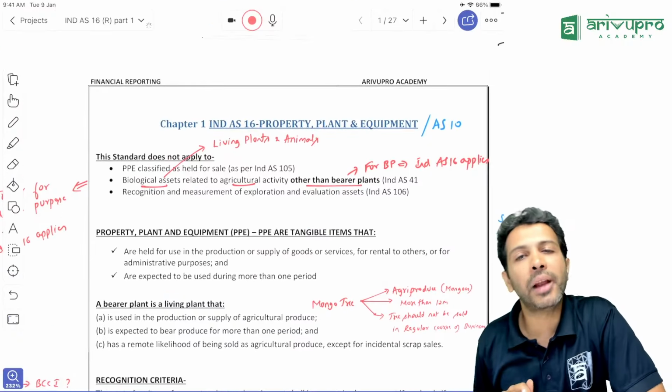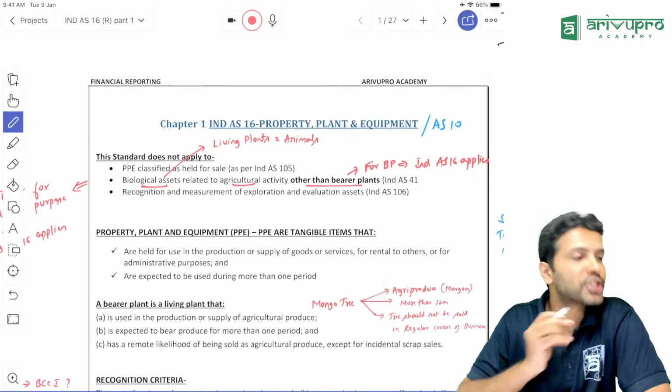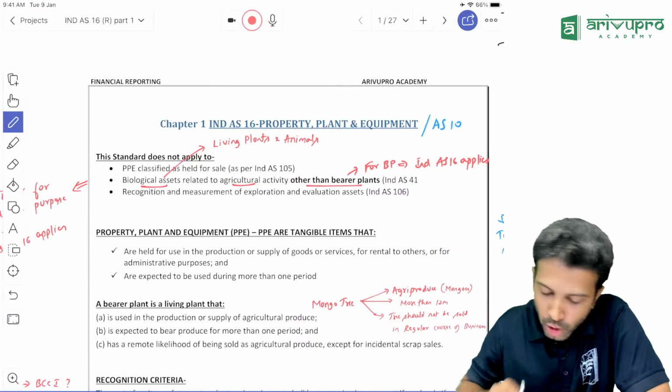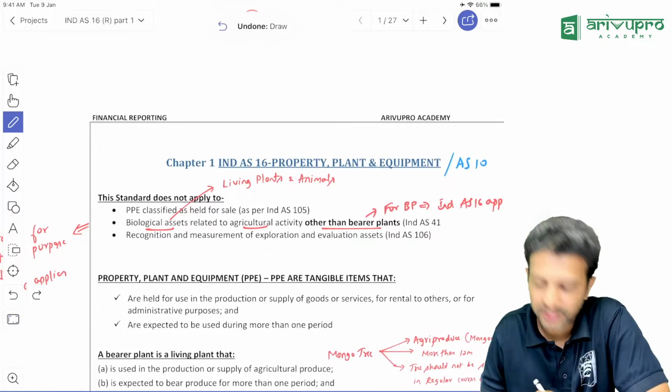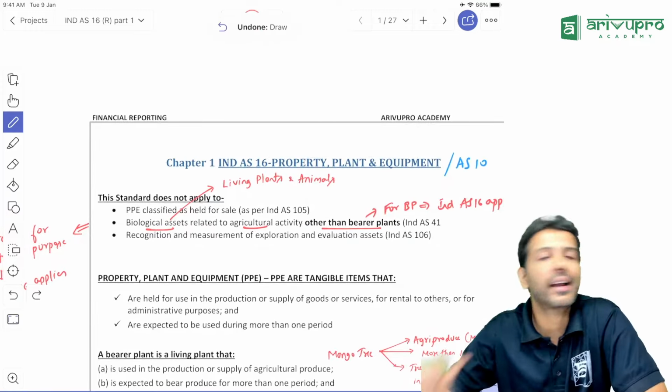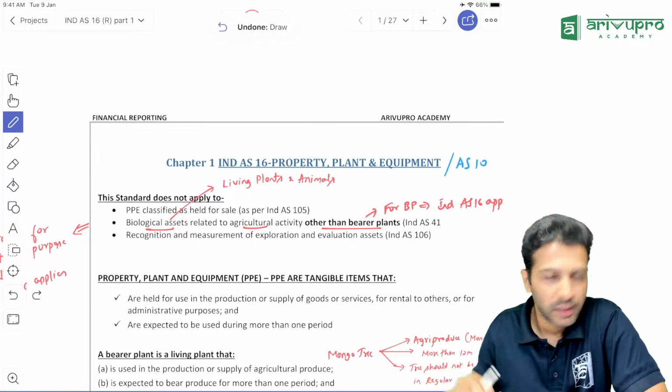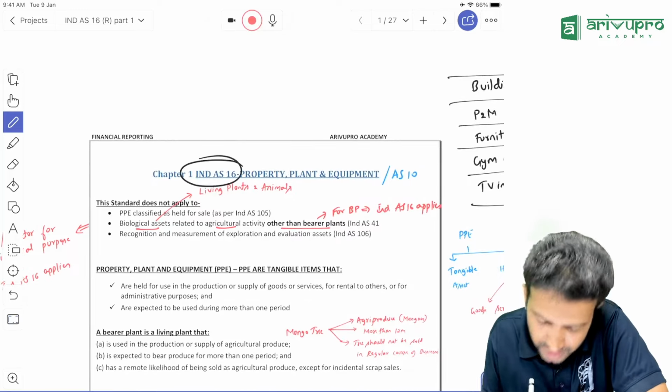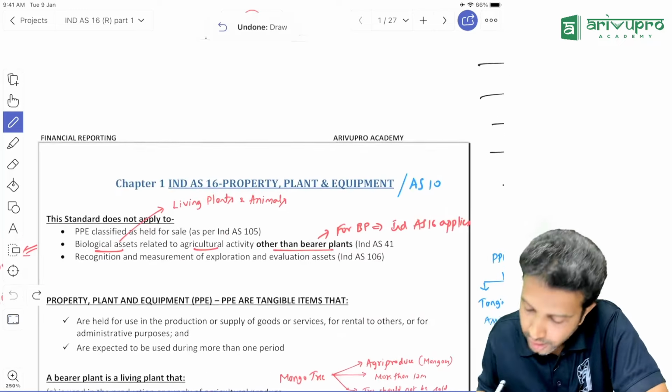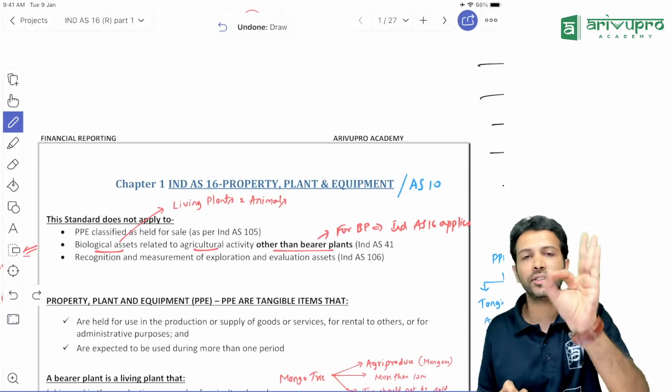Happy morning again, people. So, first topic of our syllabus called what, sir? Ind AS 16 Property, Plant and Equipment. Okay, you have studied this particular standard called Accounting Standard 10 in your CA Intermediate.